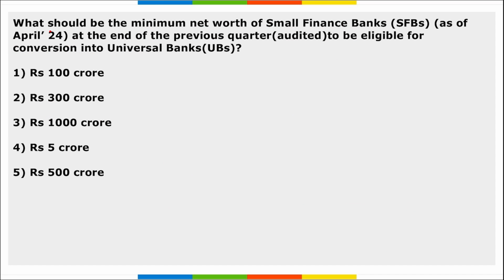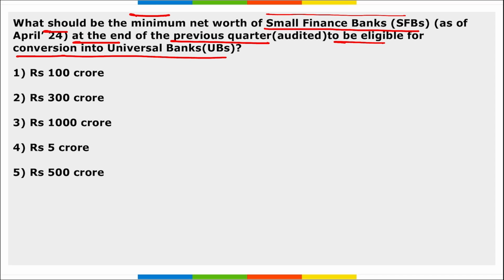Next is what should be the minimum net worth of small finance bank as of April 24 at the end of the previous quarter to be eligible for conversion into universal banks. So what should be the minimum net worth of a small finance bank at the end of the previous quarter to be eligible for the conversion to universal bank? It should be 1,000 crore rupees.